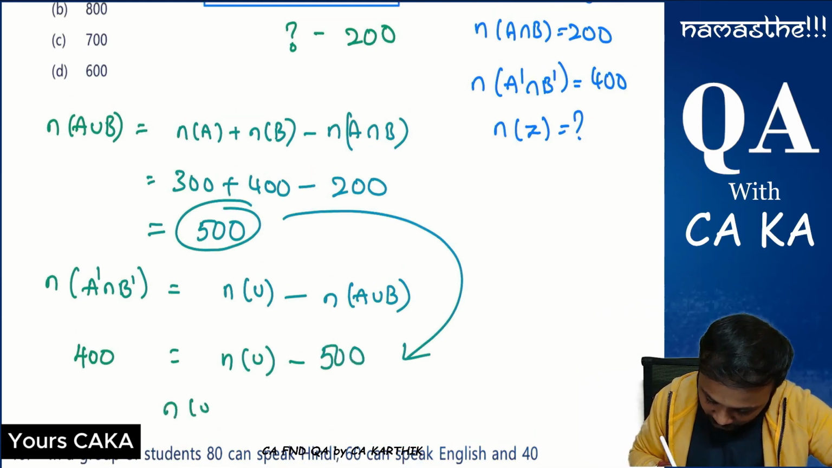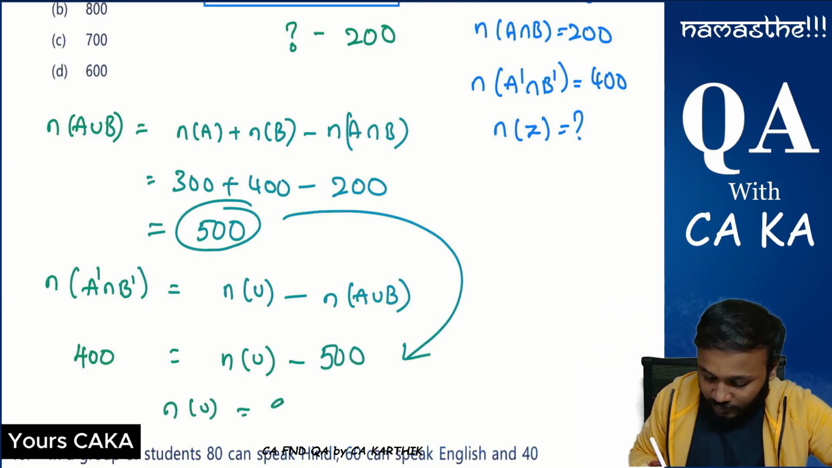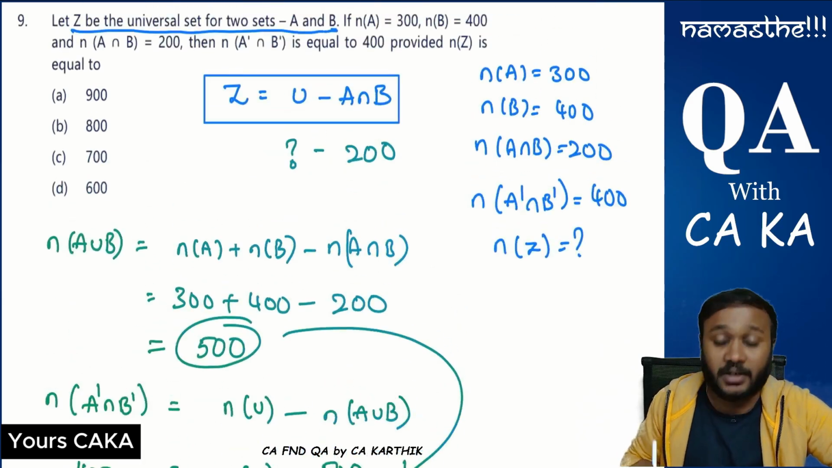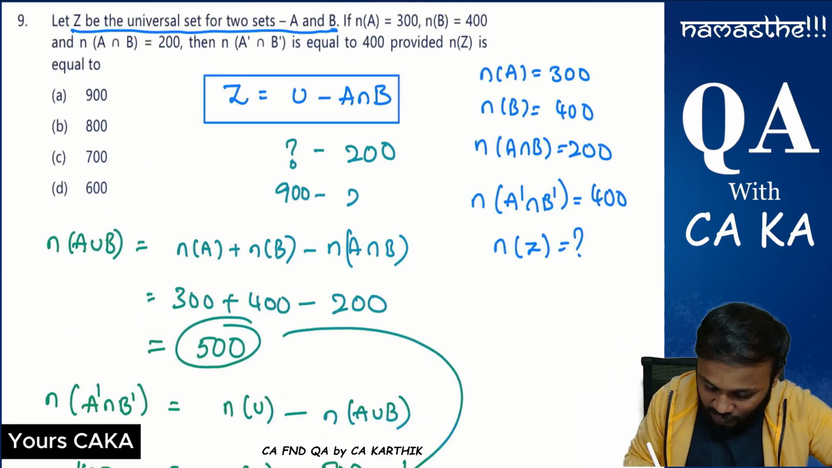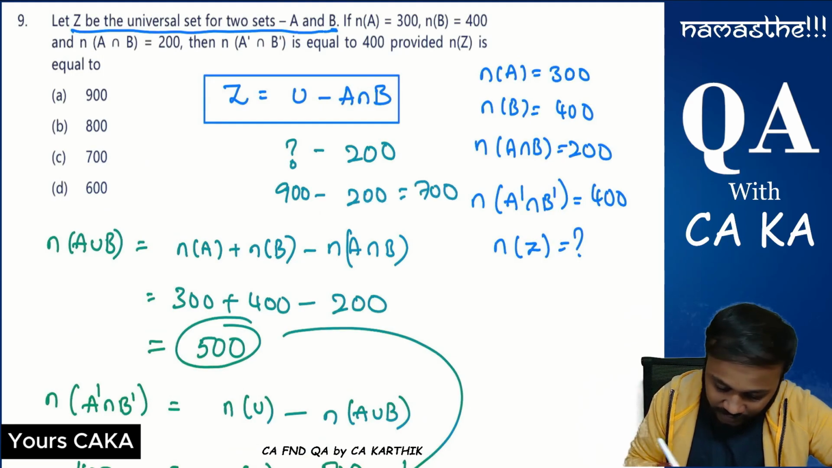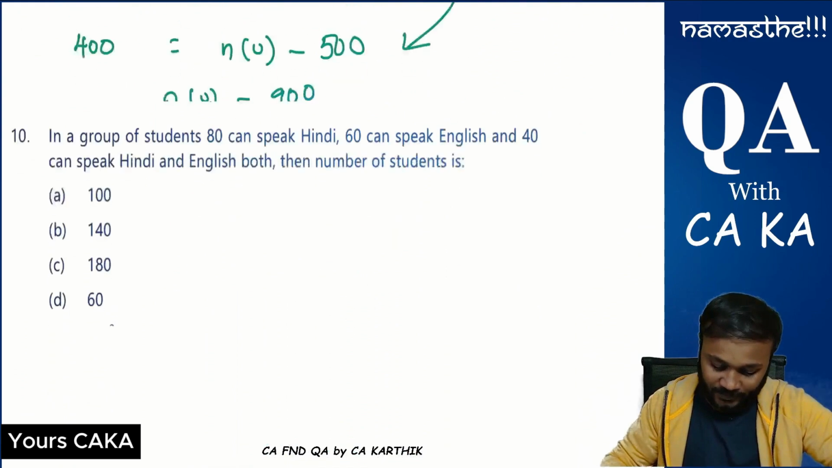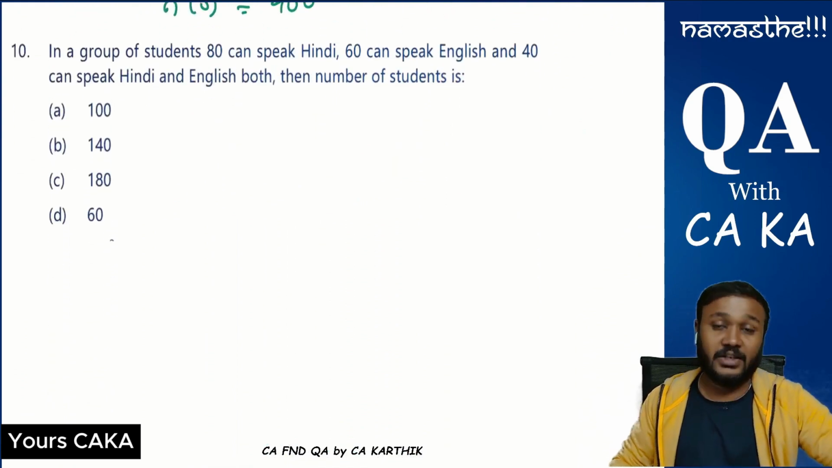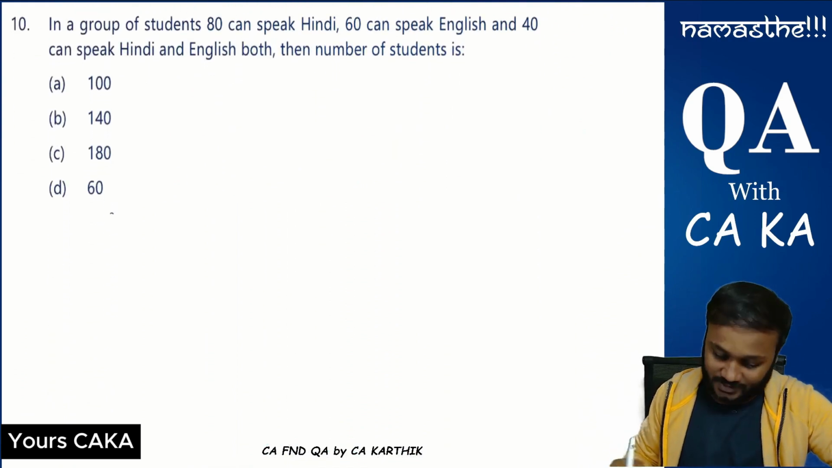When you calculate overall, N of U is equal to 500 plus that side, which will be 900. When you substitute here, 900 minus 200, I'll get 700. Your final answer is this. So last question, very easy question. You can solve it in seconds.